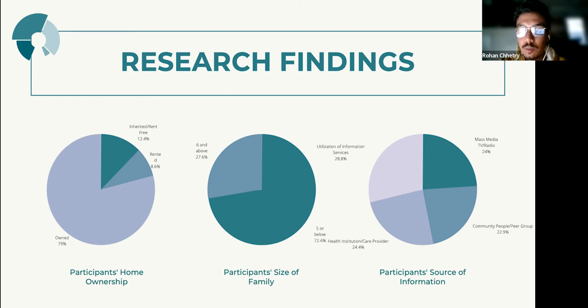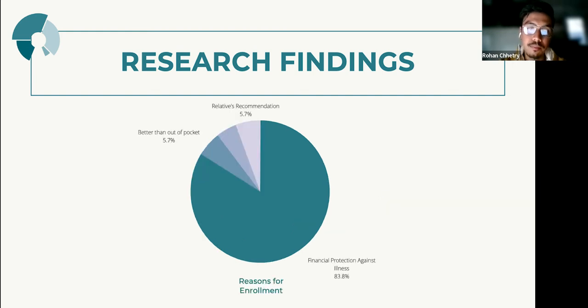It is an even distribution of people getting their information. Most of it is from utilization of social information services, which has 28.8%, followed by insurance institutes, 24.4%, mass media, TV and radio, 24%, and community people and peer groups having 22.9%.